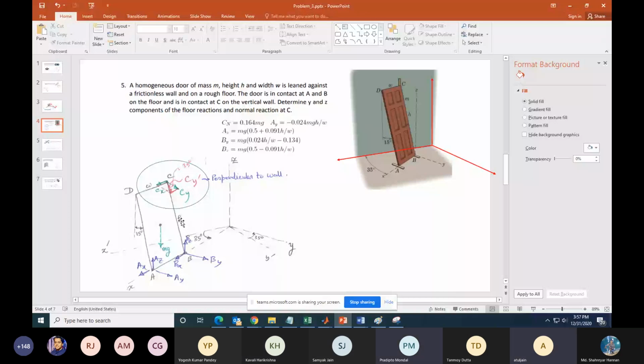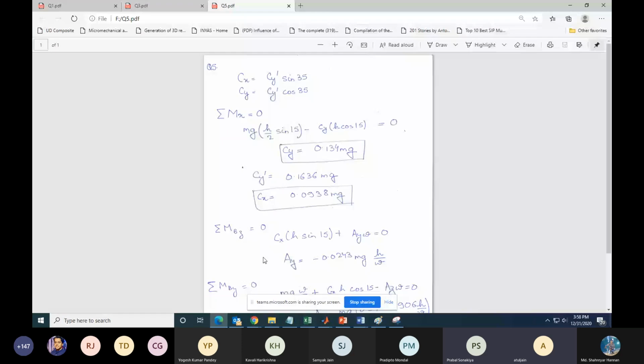Sir, about which axis should we write moment equations? At the end of the day, we are only looking at the final answers. Both will be right. One might be easier, one might be longer, but both will give you the right answer as long as you are consistent. This is my solution. Cy prime is perpendicular to the wall.